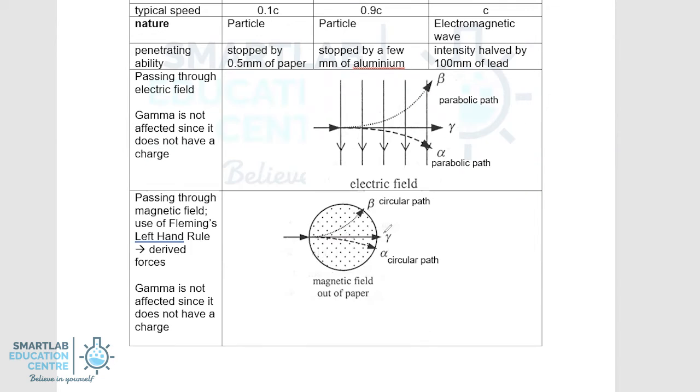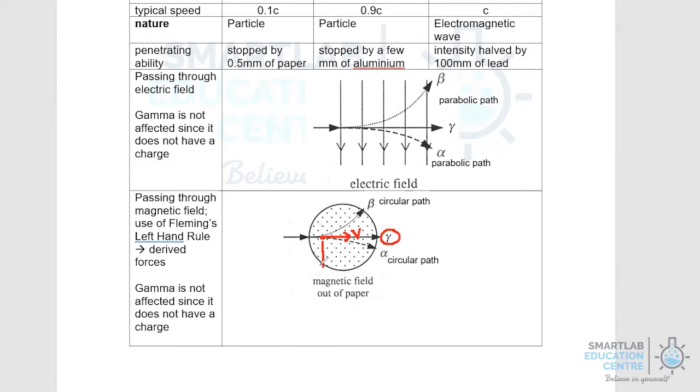When gamma radiation passes through the magnetic field, given that gamma does not have any charge, it will pass through again undeviated. In the case of alpha particle, its velocity will be indicated in this direction, and the magnetic field is coming out of the paper. So therefore, because of this, a magnetic force will act on the alpha particle in this direction, forcing the alpha particle to undertake circular motion and hence travel a circular path as drawn here.